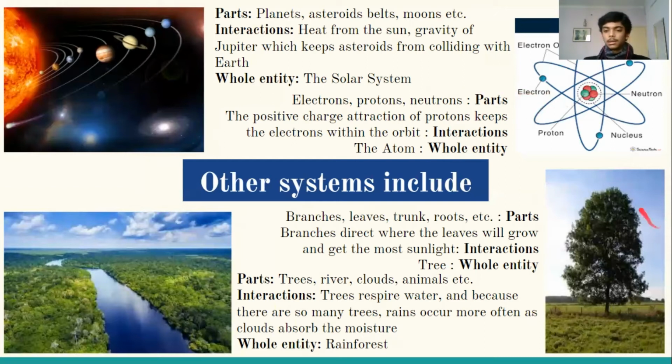And you can see here in terms of a tree, I'll explain the tree in a little more detail because I'll be using the tree as a reference later on in the video as well. So branches, leaves, trunk, roots, these are the parts of the tree. Branches direct where the leaves will grow and get the most sunlight. That is an interaction of parts. So branches are interacting with the leaves, telling them where to grow so that you get the most sunlight, right? And the whole entity is the tree. And you can just have a look at this. This is a marine forest. Okay, let's move on.